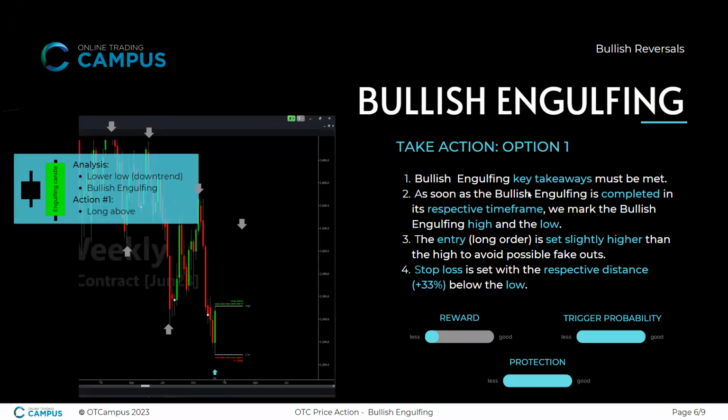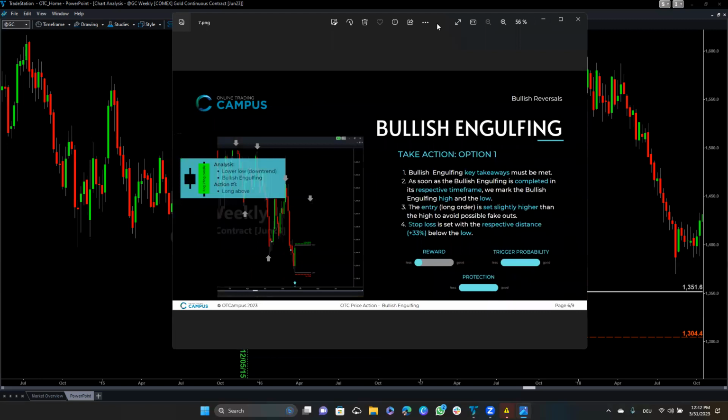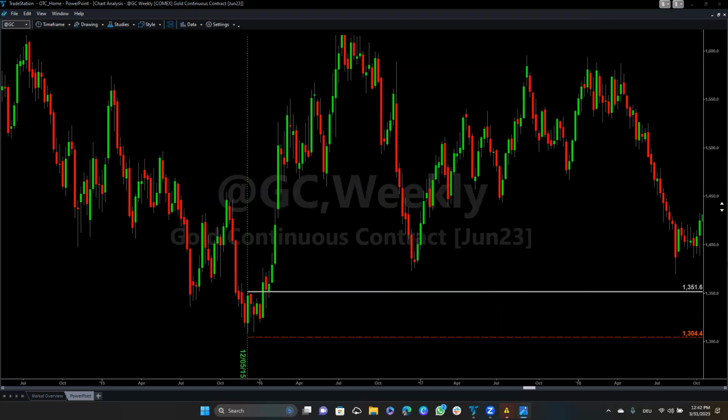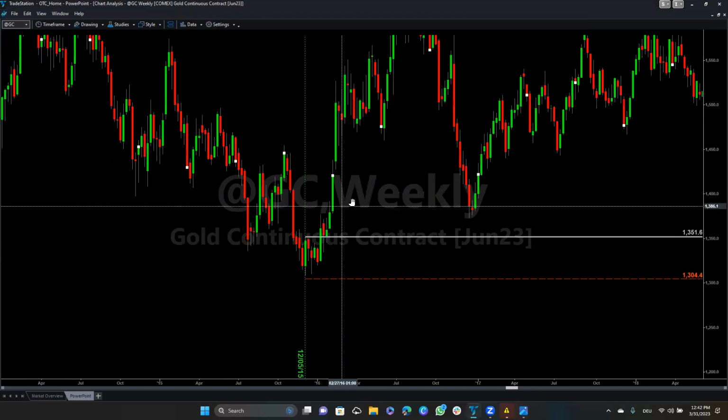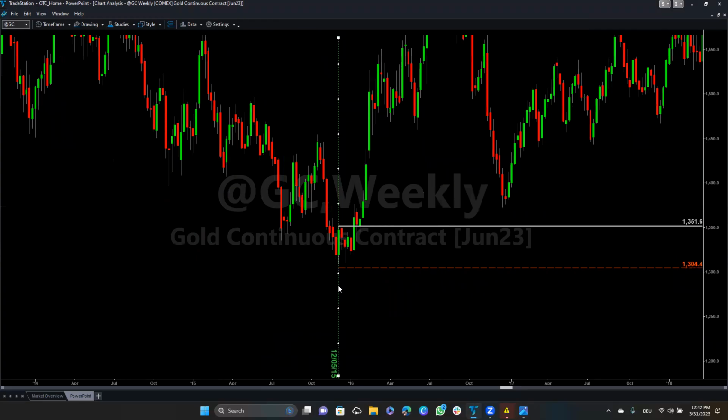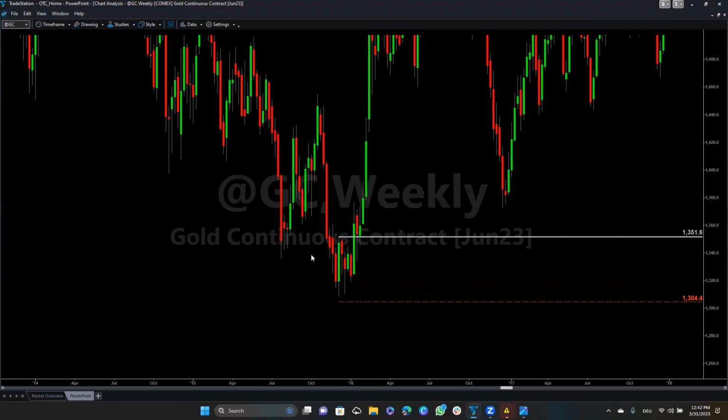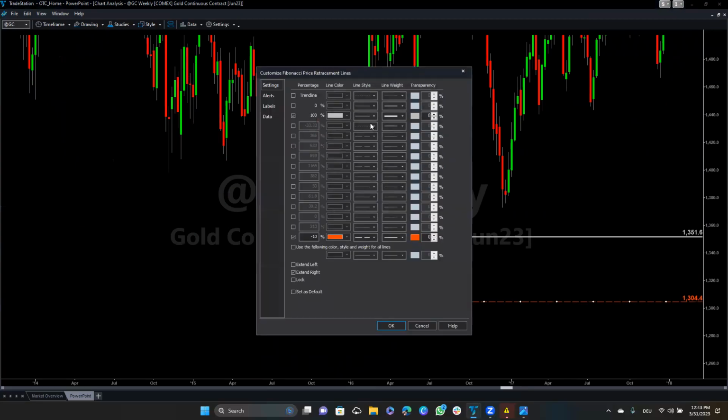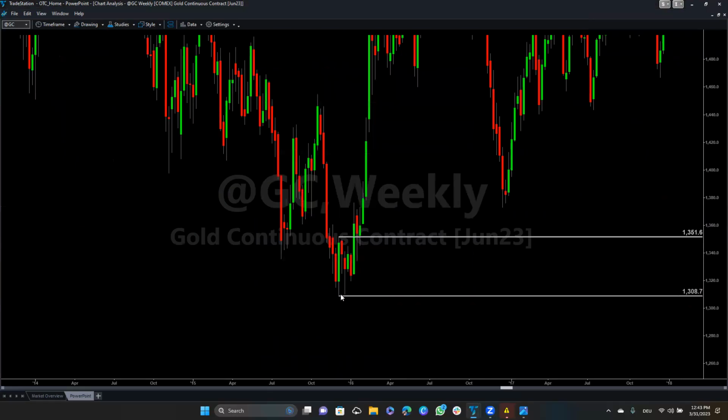Bullish engulfing key takeaways must be met. Okay, let's go here, guys. It is gold, right? Still gold. And here we have this candle, right? Okay, key takeaways must be met.